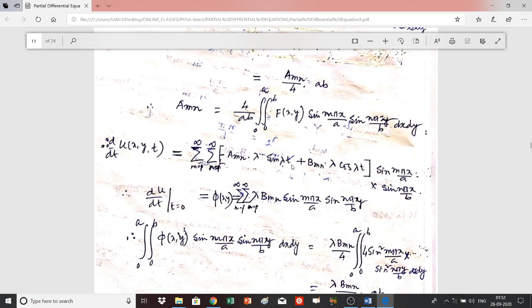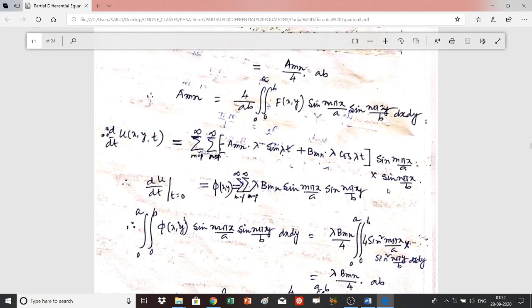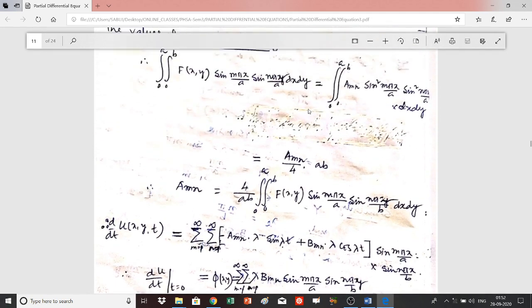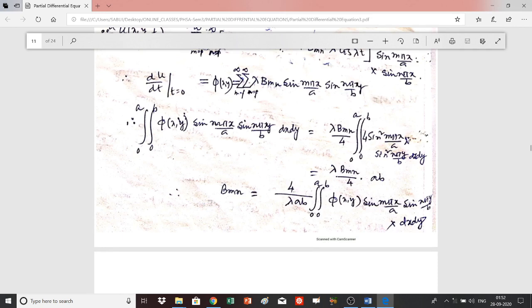Here, in this expression, write t equal to 0. This will vanish, only this term will be there: B_mn sin(m pi x/a) sin(n pi y/b). Now, in a similar manner, if you integrate this as we did in the previous case, that will provide you the value of this term, lambda B_mn by 4 into ab, and from here B_mn is equal to 4 by lambda ab, integral from 0 to a, 0 to b, of phi, this term. That is written here.